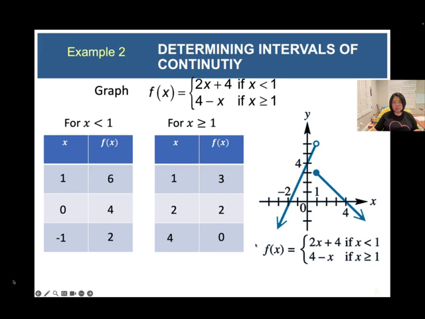So if we write it down, which interval is going to be continuous? For the first one, we're going to put parenthesis, negative infinity to 1, and then close parenthesis. And then this one will be bracket 1, comma, positive infinity, and then close parenthesis.